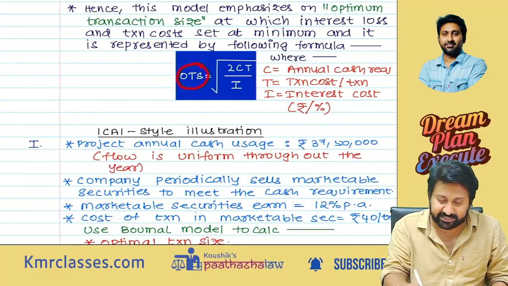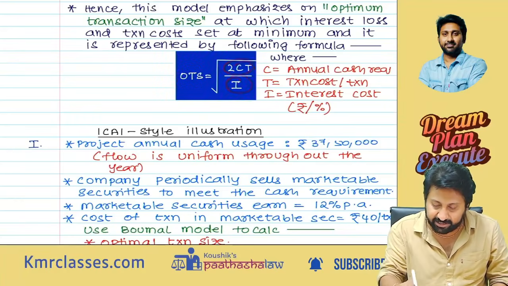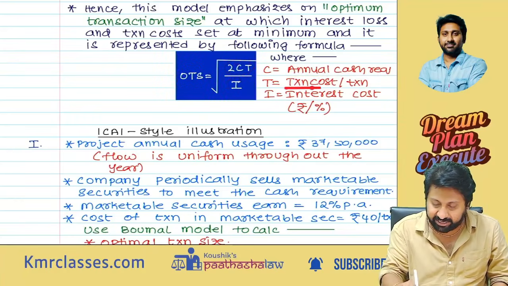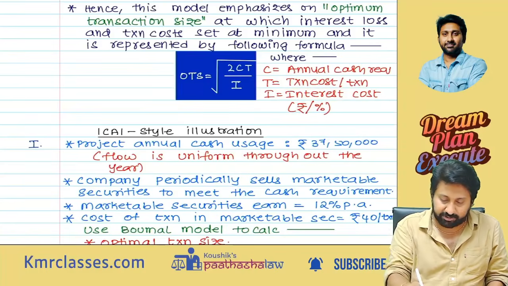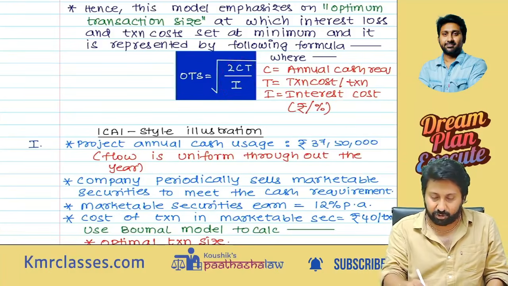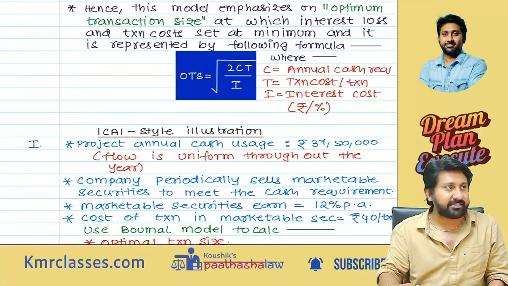Optimum transaction size is the square root of 2CT by I. C means annual cash requirement. T means transaction cost per transaction. I means interest cost. So this will give you OTS, optimum transaction size.